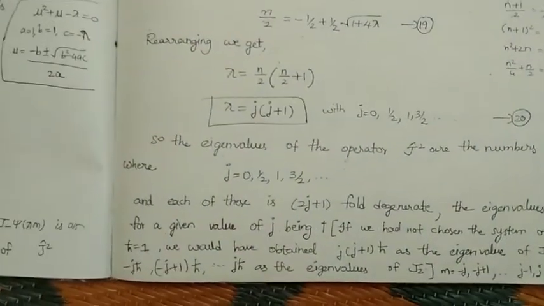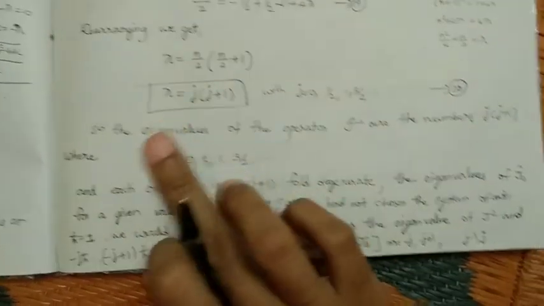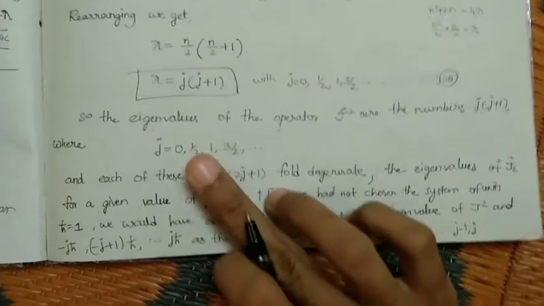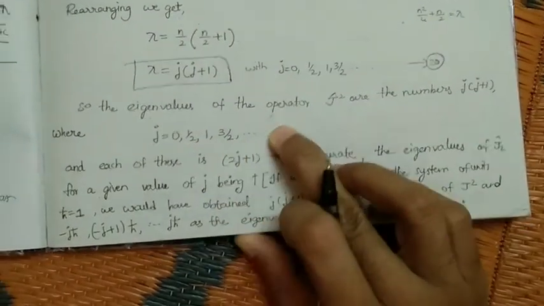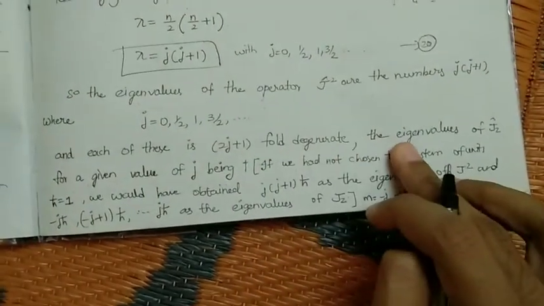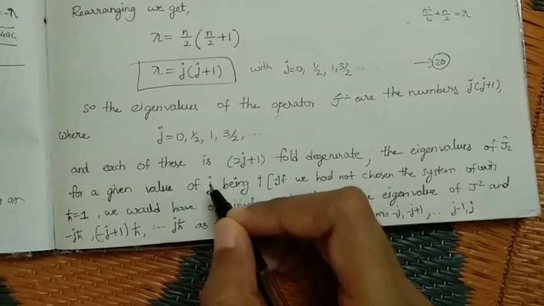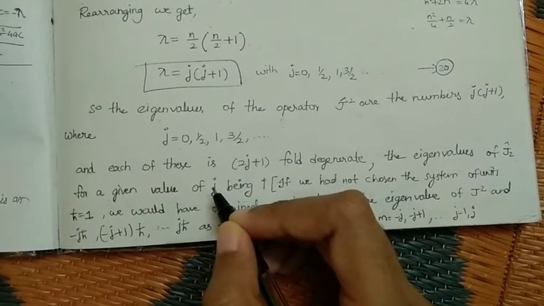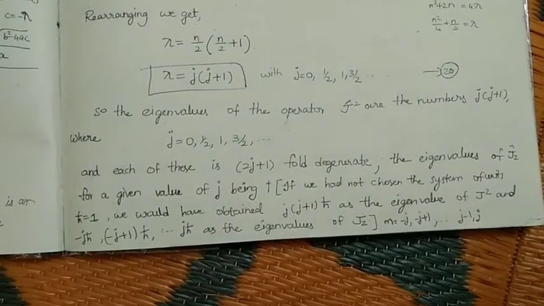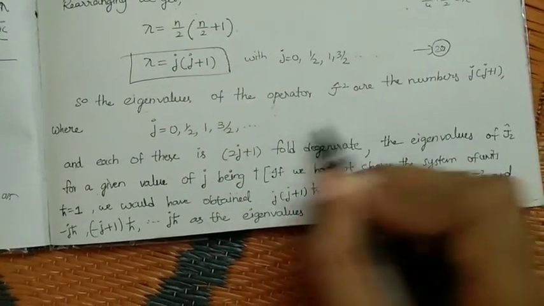the eigenvalue of j square as j into j plus 1 h cut square. So the eigenvalues of the operator j square are the numbers j into j plus 1, where j equals 0, half, 1, 3 by 2, and each of these is 2j plus 1 fold degenerate. Just as we have L values, it would have 2L plus 1 possible m values. For a given L value, there are 2L plus 1 possible m values. So that is what they are saying: 2j plus 1 fold degenerate.